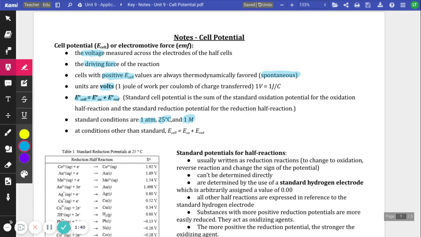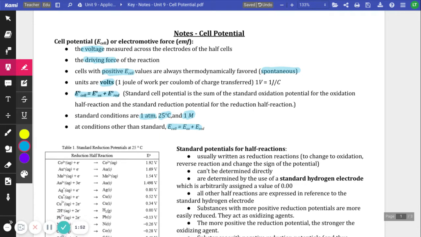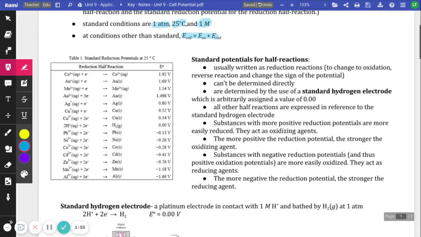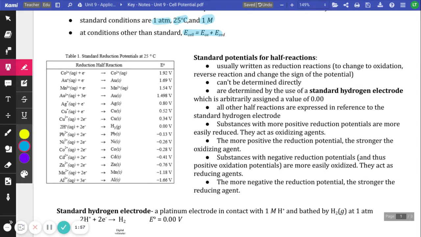If it's not standard conditions, then it's still the same equation. It's just that we can't use our standard cell potential chart to figure out our cell potential. So we do have standard potentials. You can see this is a chart, very similar to something you would find in your textbook or online. If you Google standard reduction potentials, this is what you have. These are basically our numbers for our E cell, or our cell potential.